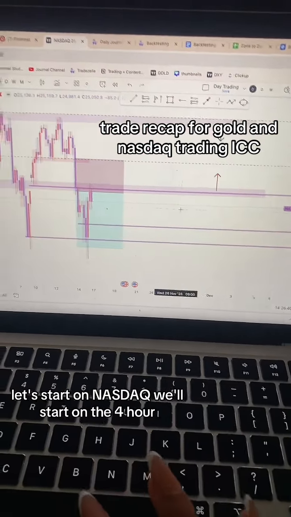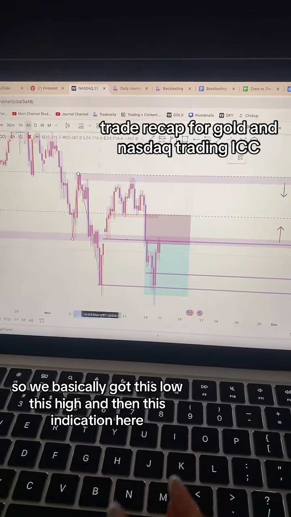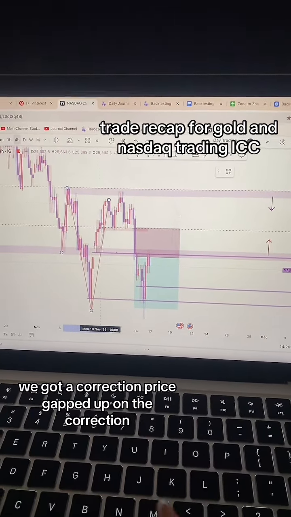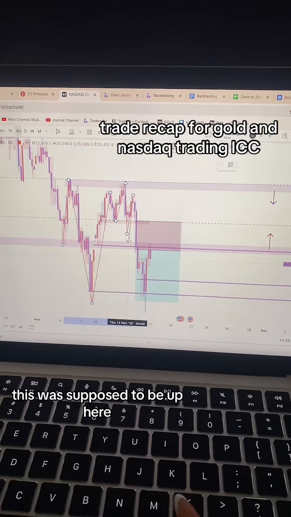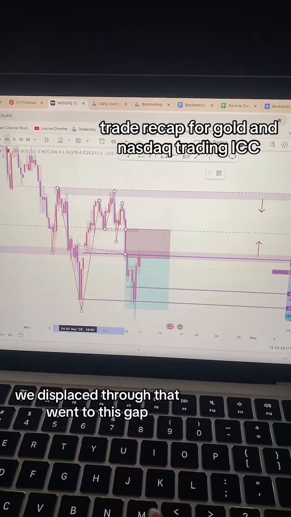We'll start on the 4 hour. So we basically got this low, this high, and then this indication here. We got a correction, price gapped up on the correction, and it made a head and shoulders pattern at the top. This was supposed to be up here, but we ended up making this area of support. We displaced through that, went to this gap.